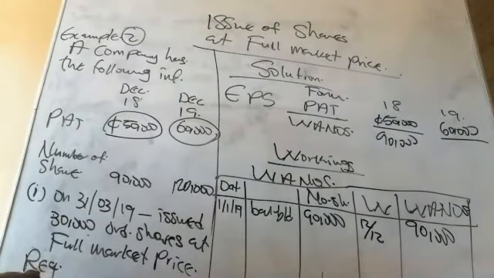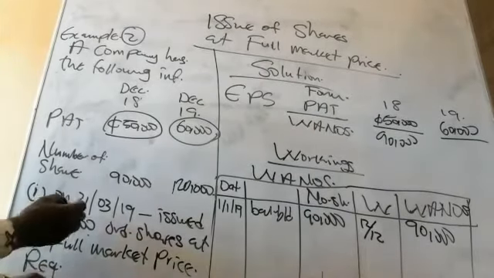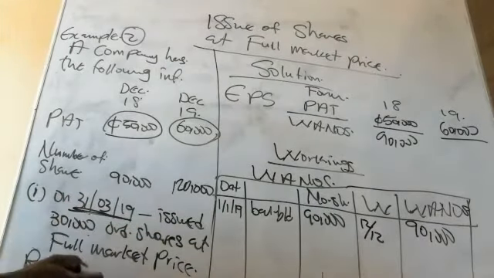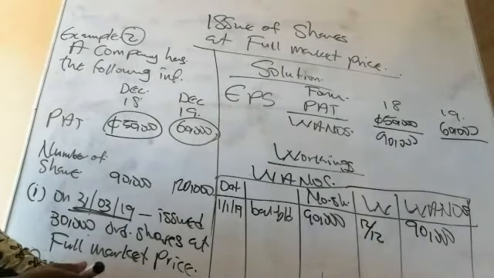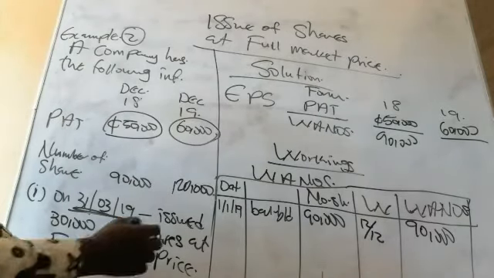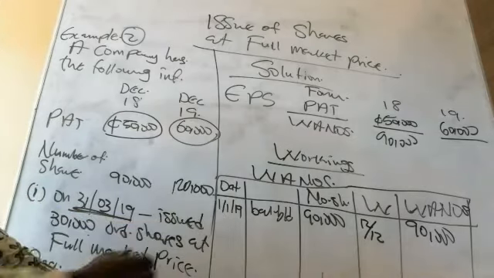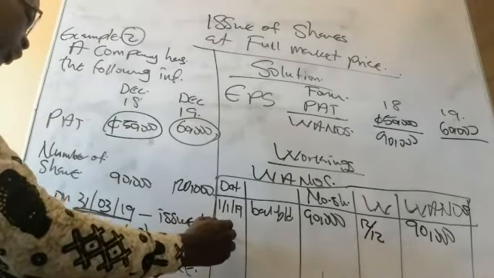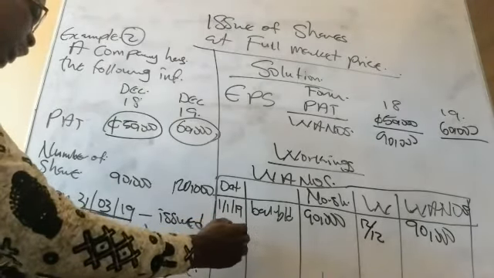Then move on to the next section. So the next date, the first of March, they issue shares. So for the first of March 2019, they have an issue of shares.